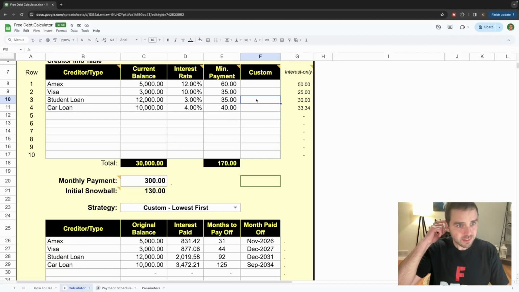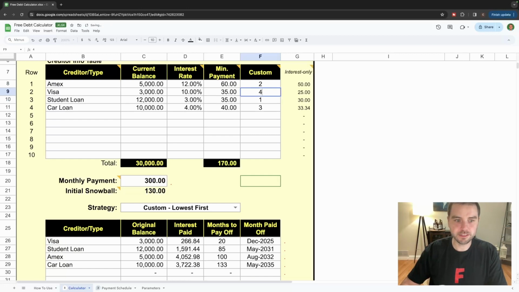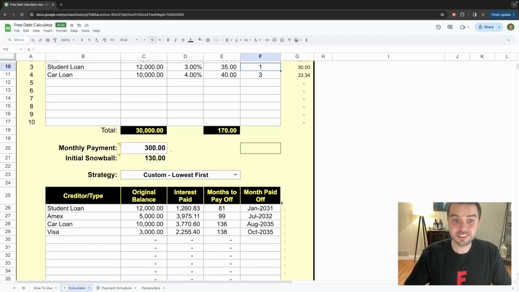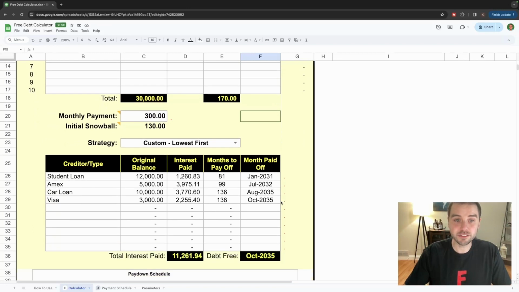So let's say, for example, you're like, I am so over the student loan. I just want to let this go. I'll buy that first, and then the Amex, and then we're going to go with the car loan and then the Visa, right? And you can see them shifting down below. So now we have that. And we can go down to see how efficient it is. And as you can see, yikes, it is not very efficient.